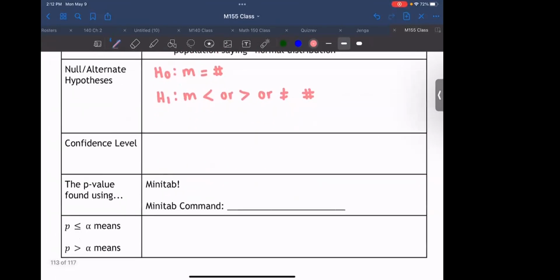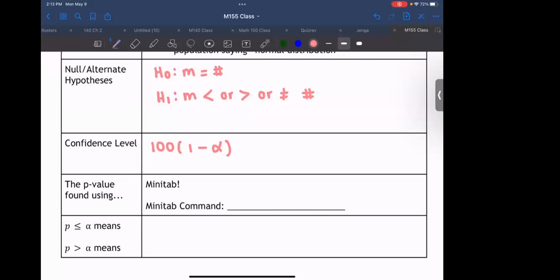Okay, confidence level is exactly the same. Anyone remember the formula for the confidence level? Perfect. Confidence level is always the same, no matter what question you're doing. It's 100 times 1 minus alpha, where alpha is the significance level. Nice job there.